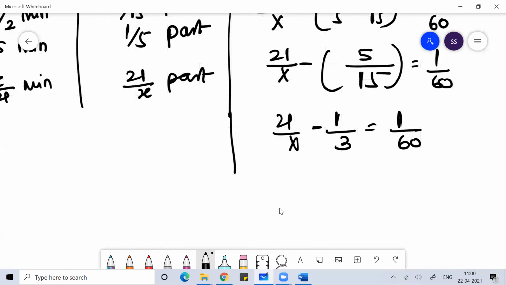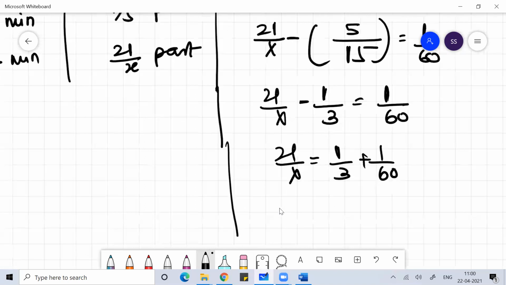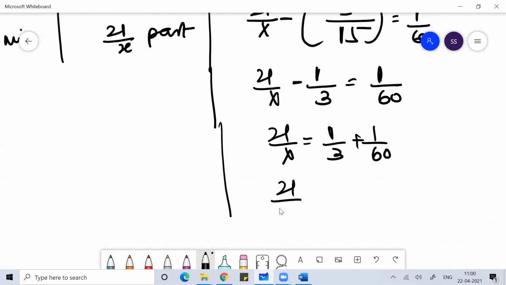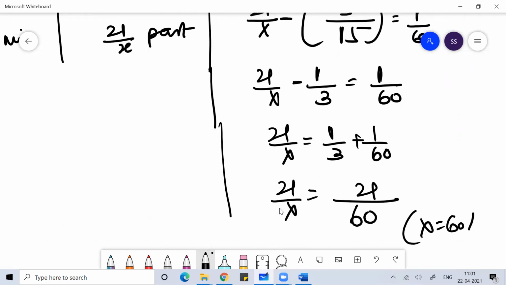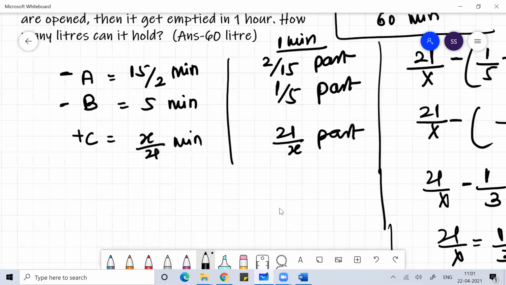So we can solve this. 1 by x is 1 by 60 plus 1 by 2, so 1 by x will be 21 by 60. So the value of x will be 60. However you do it, you get the same answer.